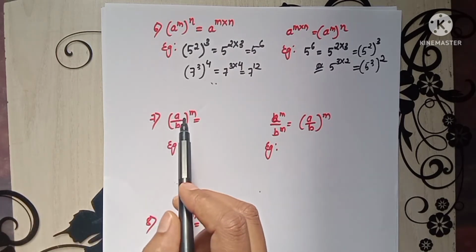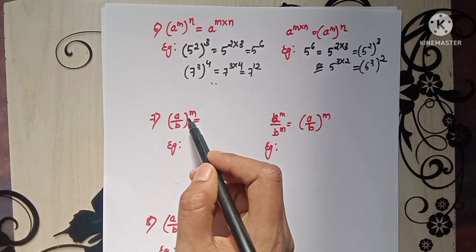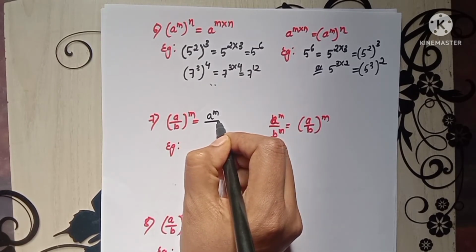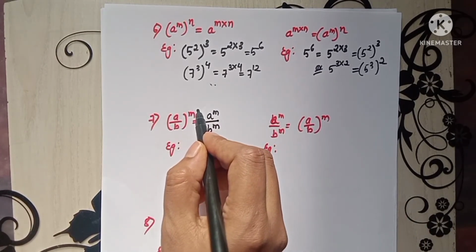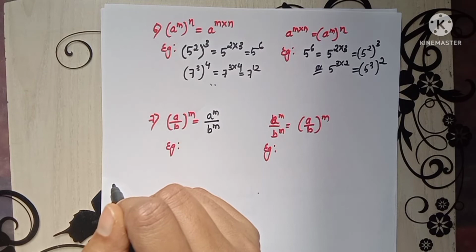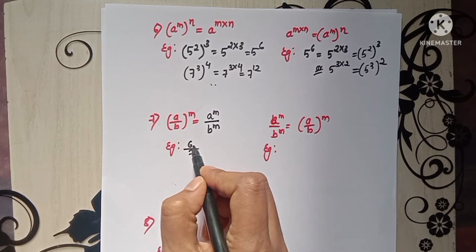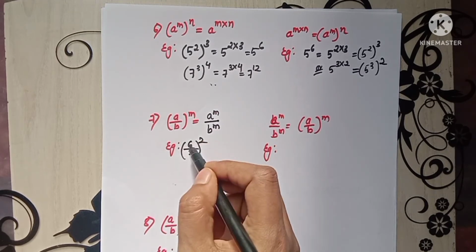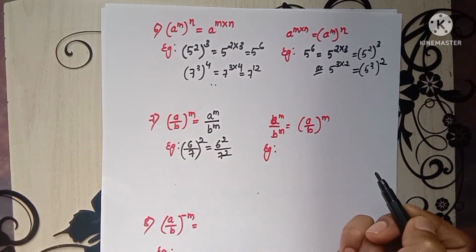Seventh one, a divided by b, the whole power m. What is a divided by b, the whole power m? So here we have common power m. So this can be written as a to the power m divided by b to the power m, because we have common power. Here the bases are different, but the power is same. Okay. Example, 6 divided by 7, the whole power 2. So I have taken 2 as same for this one. So this will be 6 to the power 2 divided by 7 to the power 2.